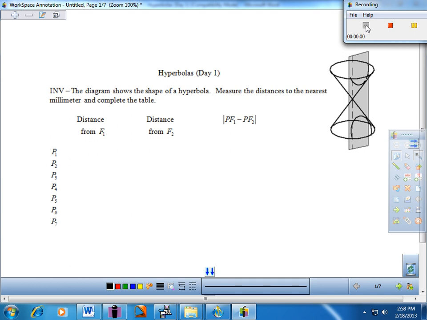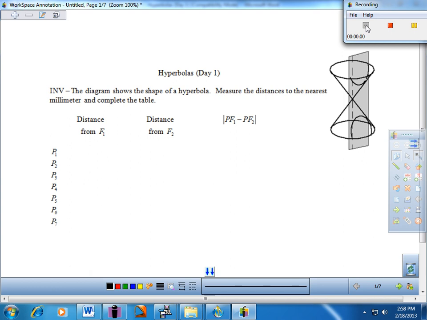Welcome. The title of today's notes worksheet is Hyperbolas Day 1. We will explore hyperbolas in the same way that we've done the other conic sections. We'll take a look at the geometry parts first and then transition into some of the algebraic modeling. So why don't we dive right in with a nice little investigation.